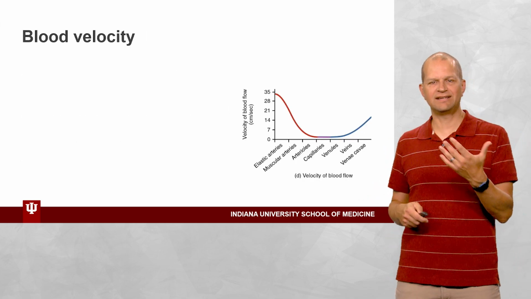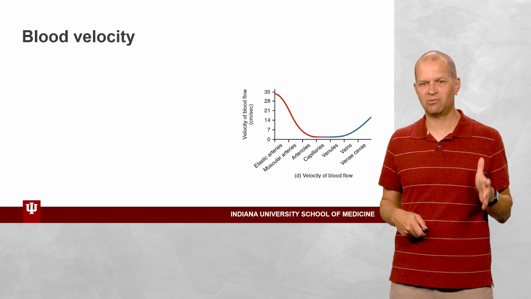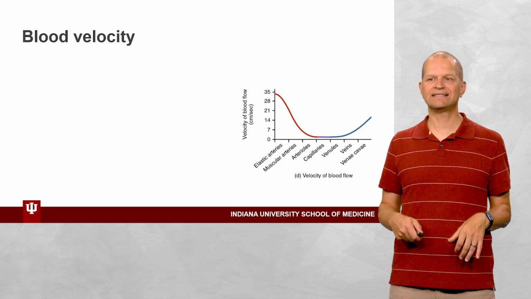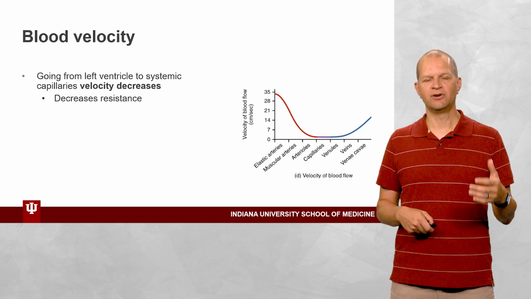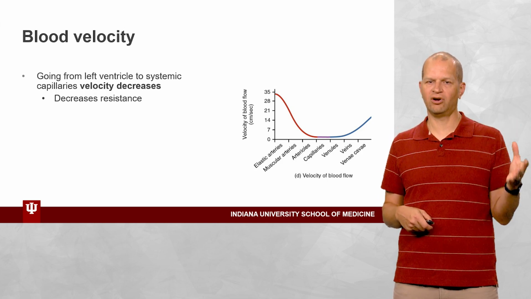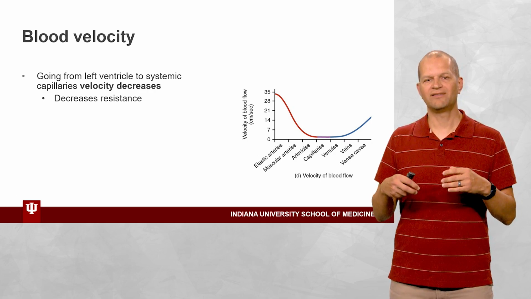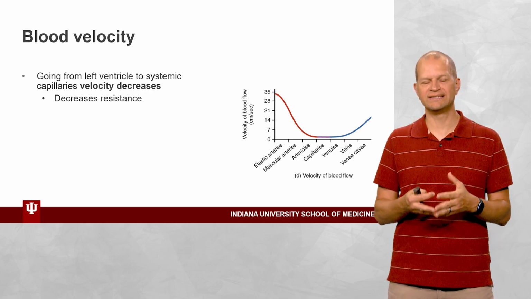So this leads us into blood velocity. So again, x-axis, arteries to capillaries, capillaries to veins. Y-axis is the velocity. Notice that when we go from the left ventricle or the large arteries to the capillaries, velocity decreases. You have a low velocity, you have low resistance.